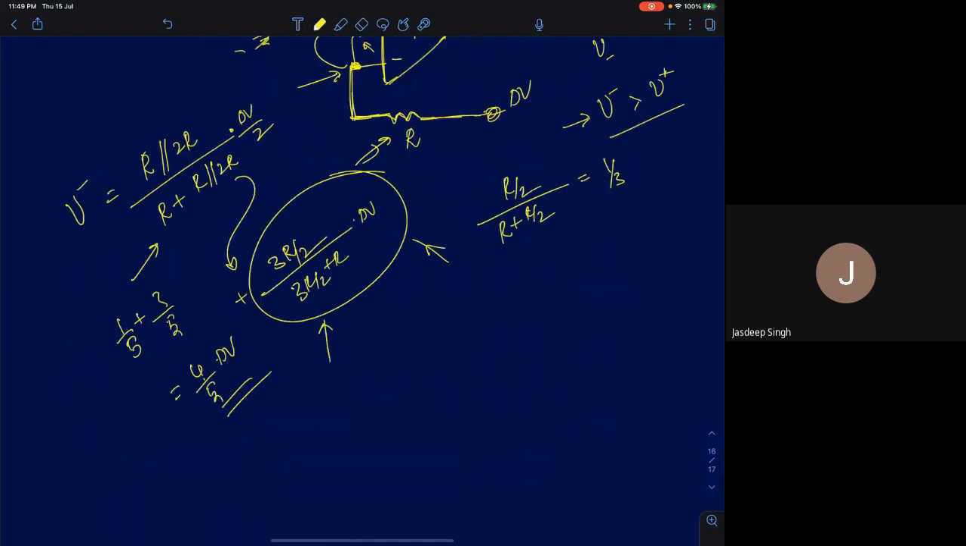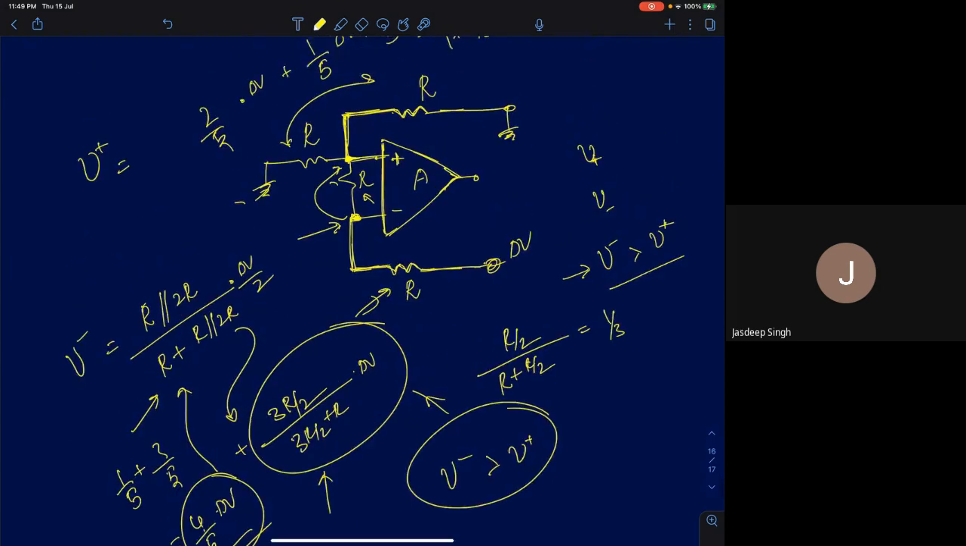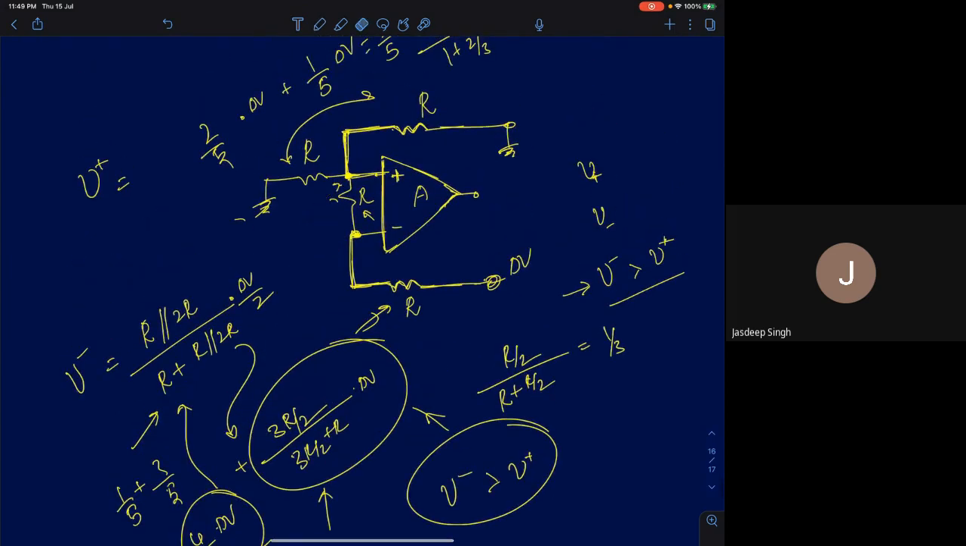So you can clearly see this negative terminal is greater than V plus. So therefore we can say negative feedback dominates in this op-amp. Okay, so that's one direct way of looking at it. Once you know that, then it's very trivial to analyze it. So this will be at Vi.